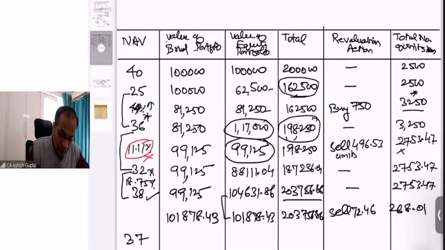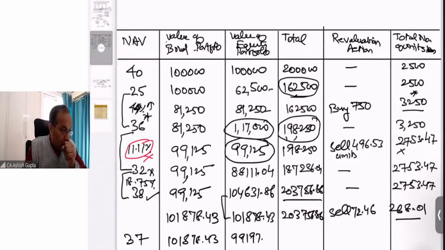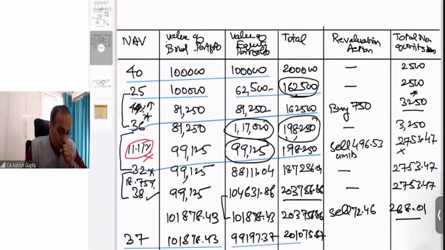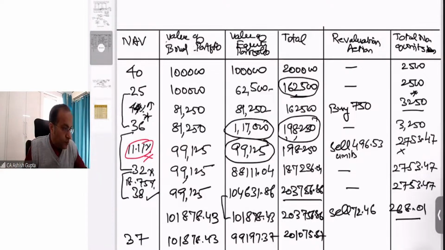Okay. Now I come to price 37. Here I multiply with these units. The bond value will remain the same. Okay. Now here no action is needed because the change is very less. Okay, no action is needed.